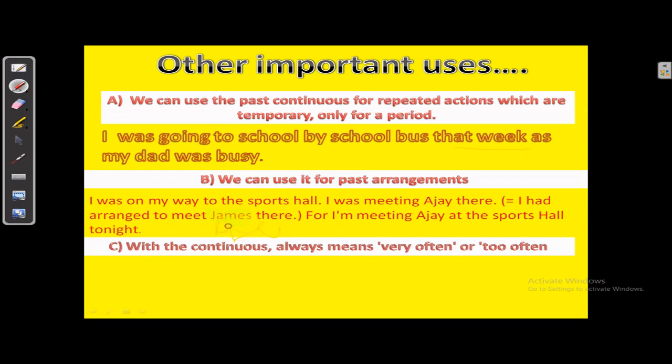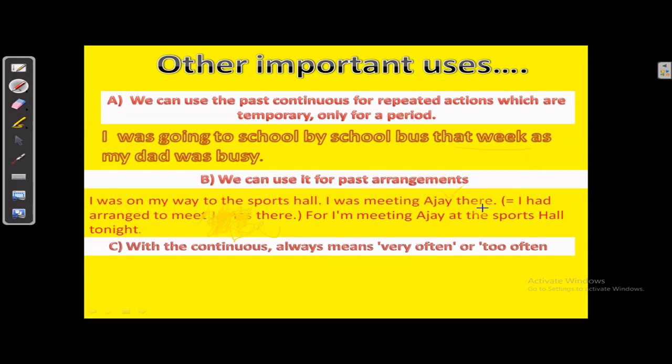Just consider that one. This is the only name we are using, so no two persons, we are talking about one person. For I am meeting Ajay at the sports hall tonight, the person has made the arrangement to meet the person who is wrongly named here. Not James. Let me cross it and clear that for you. Now you see, there is no other person.